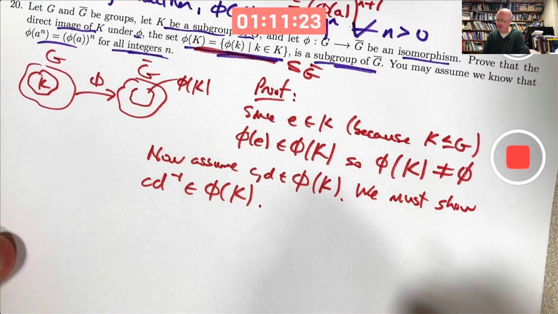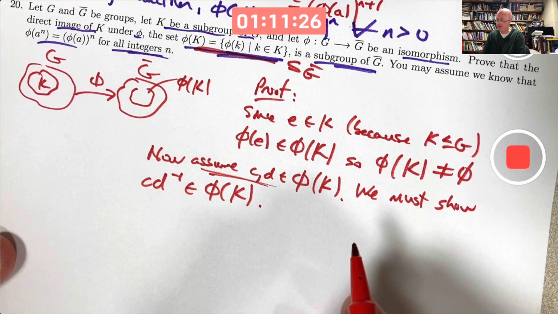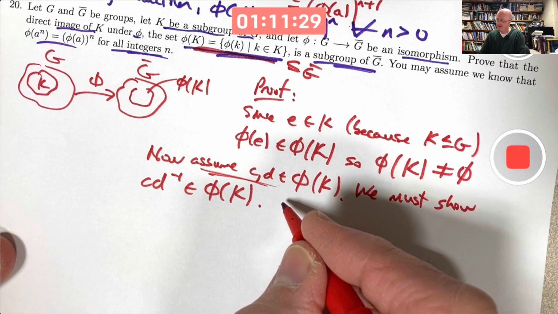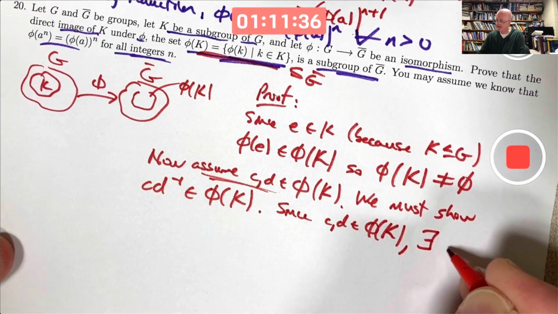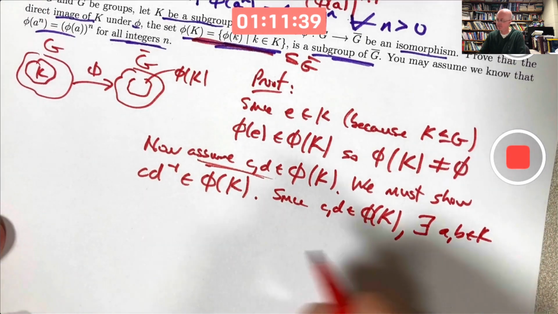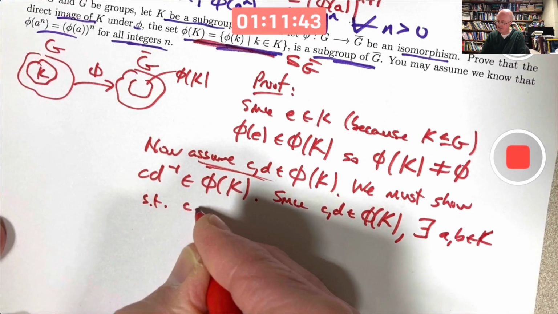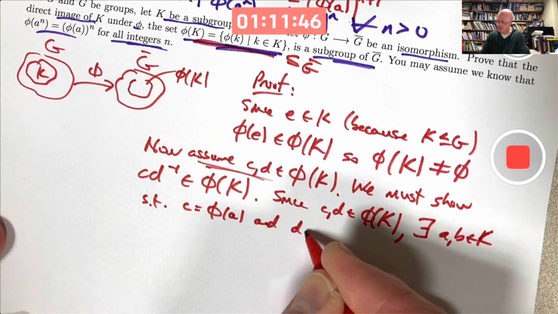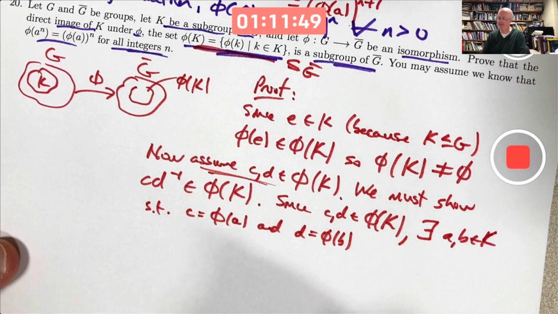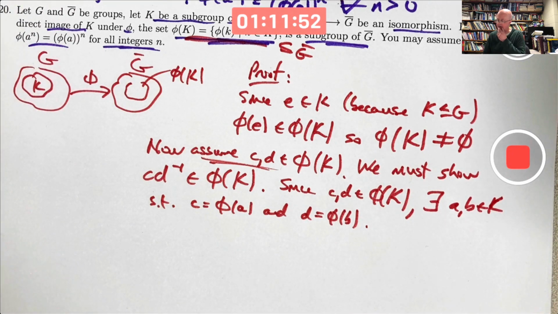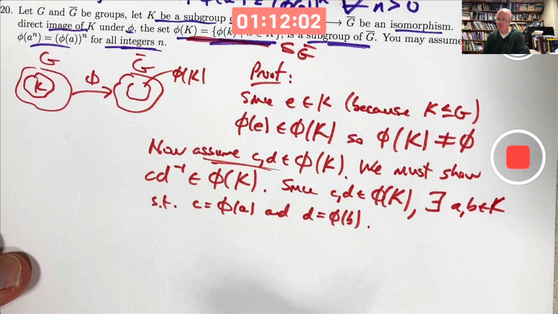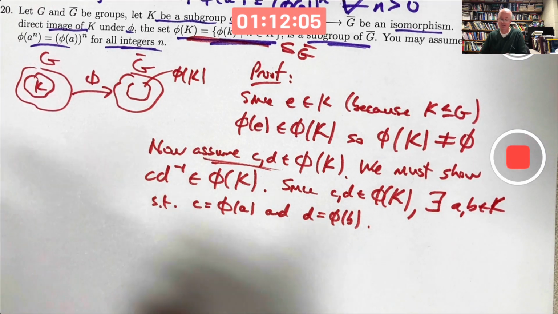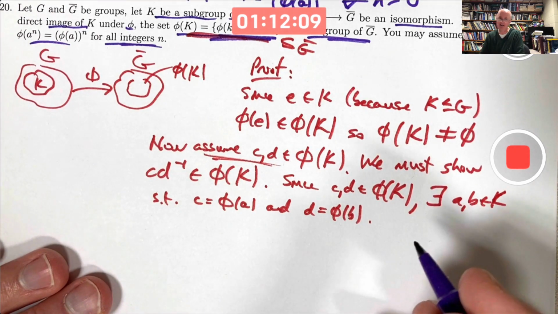How do you do this? We must have to use this assumption. That's probably the first thing to try. Since C and D are in the direct image, there exists, say, an A and a B in K such that C equals phi of A and D equals phi of B. That's what it means for C and D to be in that direct image. To show C D inverse is in the direct image, we've got to find something in K that gets mapped to C times D inverse. How about A times B inverse? It's worth a try. And it does work.